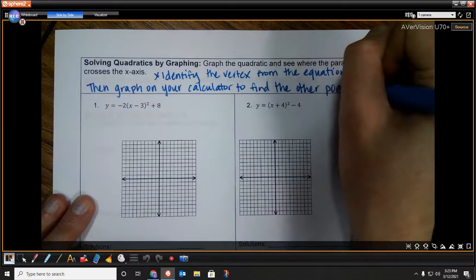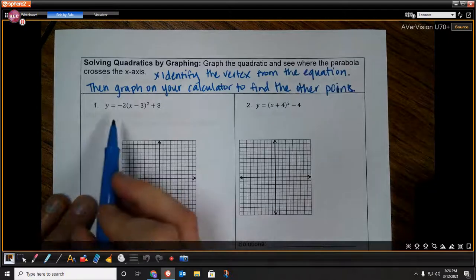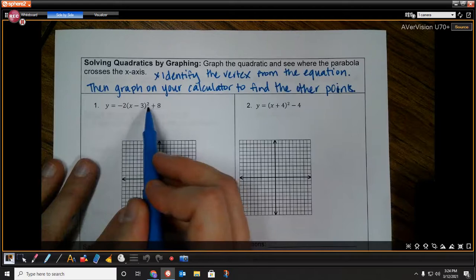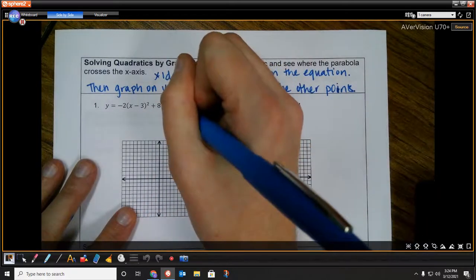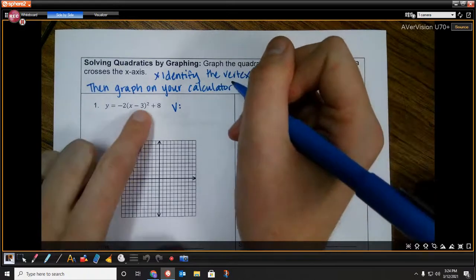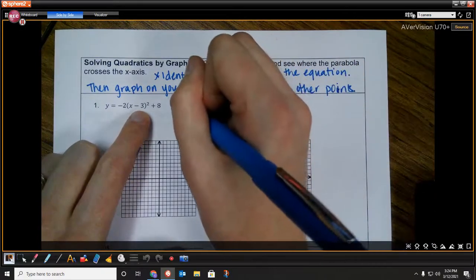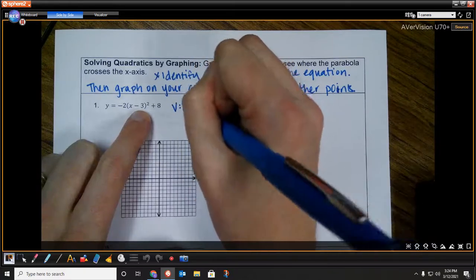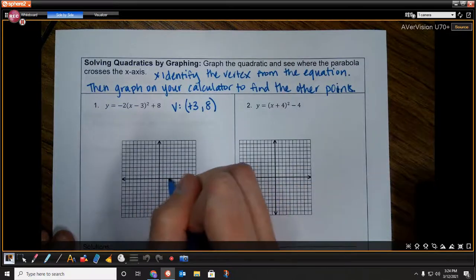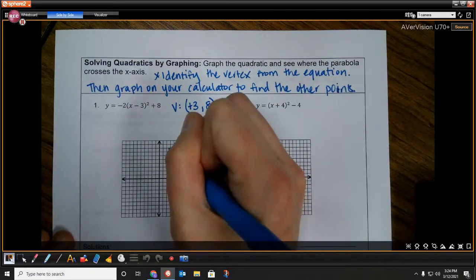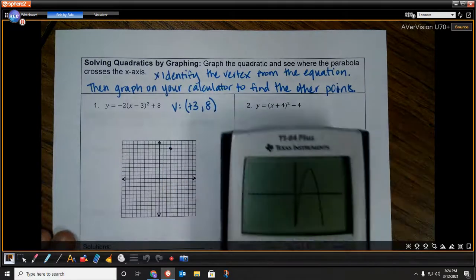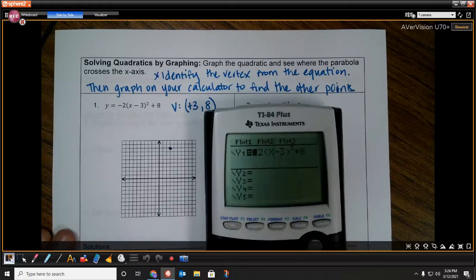All right. So on this one, we look here and we see -2 times (x minus 3) squared plus 8. I already graphed it in the calculator, but let's identify our vertex real quick. Our vertex in this case, remember, is not going to be -3. Our vertex becomes +3, 8, our h and our k. So I'm going to go ahead and say +3, and then up to 8. 5, 6, 7, 8.